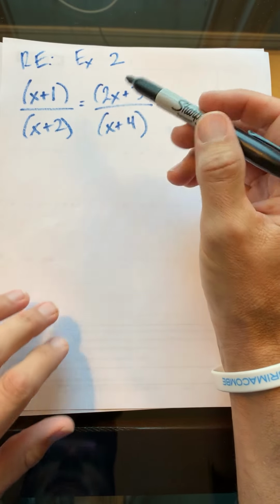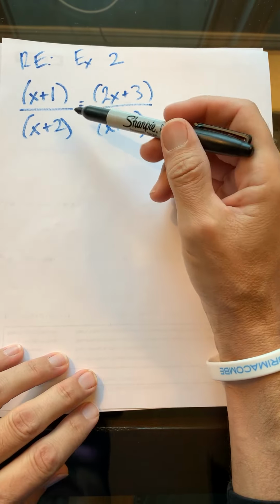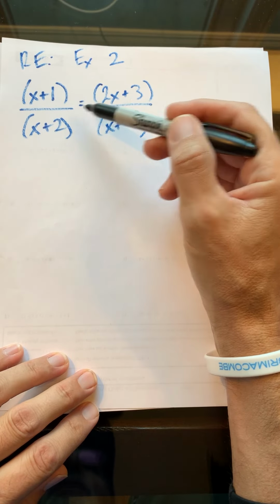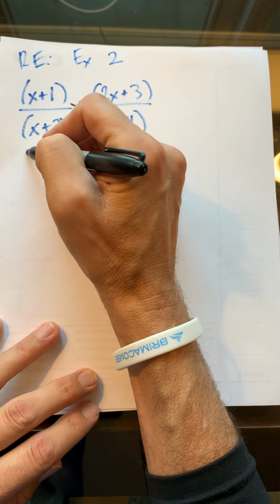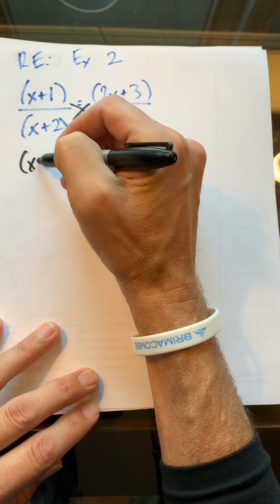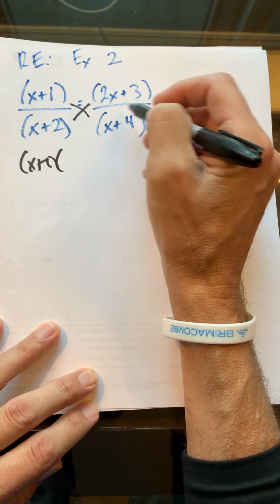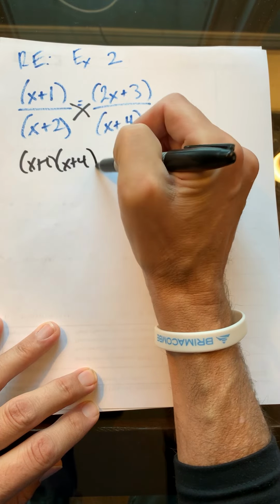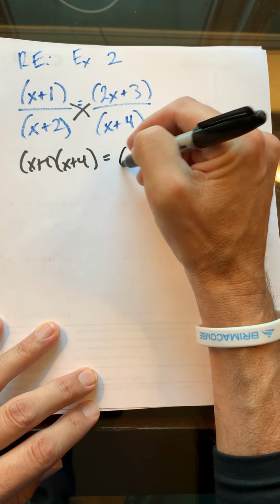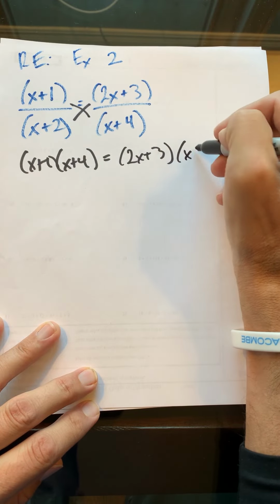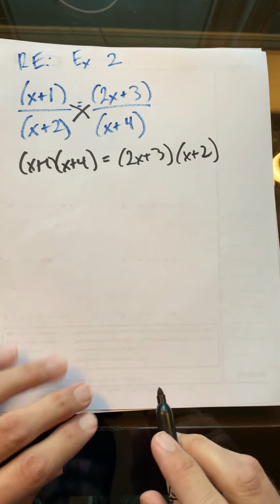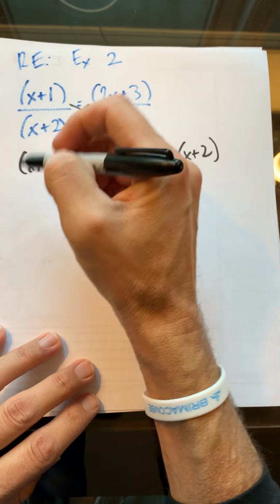So rational expressions, example number 2. When we have this essentially fraction equal to this fraction, same idea, we can go right to cross multiply, and that puts me at x plus 1 times this denominator, x plus 4, equals this numerator, 2x plus 3, and that denominator, x plus 2. Once we're here, of course, we're going to FOIL.